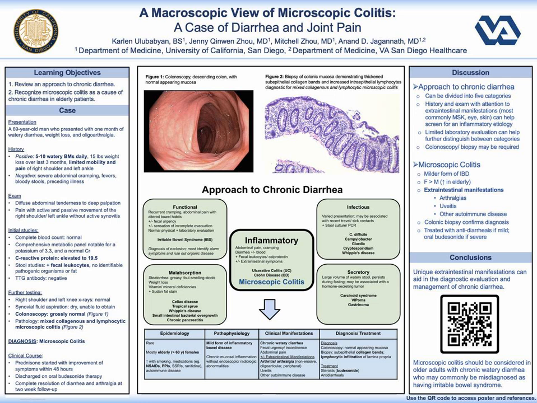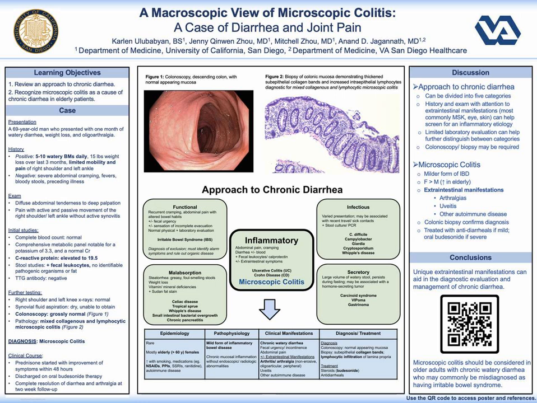Initial laboratory evaluation was notable for a mostly unremarkable complete blood count and comprehensive metabolic panel, other than a slightly low potassium of 3.3. Further labs demonstrated a significantly elevated C-reactive protein, as well as stool studies which showed the presence of fecal leukocytes without identifiable pathogens or fat. In addition, a TTG antibody was negative.